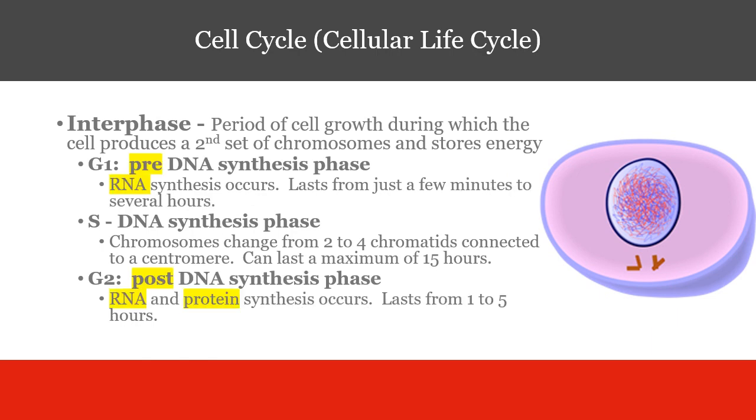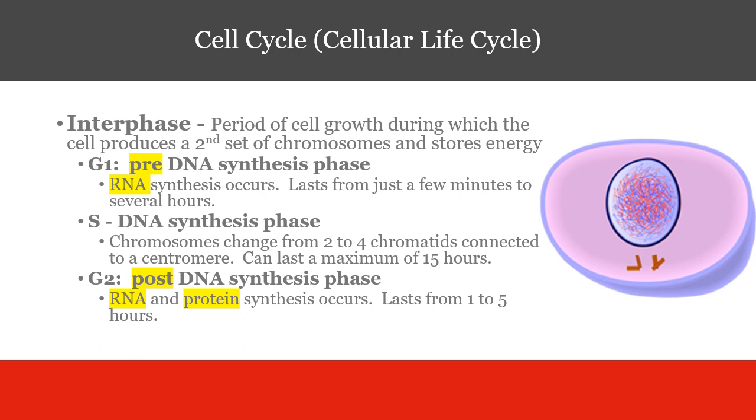The G1 phase, just to review, is called the pre-DNA synthesis phase. During this phase, specifically, RNA synthesis occurs. We're going to get extra RNA growth happening. It lasts from just a few minutes to several hours. G1 is also referred to as a gap, but it's pre-DNA synthesis. The S phase is the DNA synthesis phase. It's a very long process, a long time frame as far as a part of this cycle. The chromosomes change from having 2 chromatids attached to the centromere to having 4. This can last a maximum of 15 hours. Again, very slow, long, laborious process.